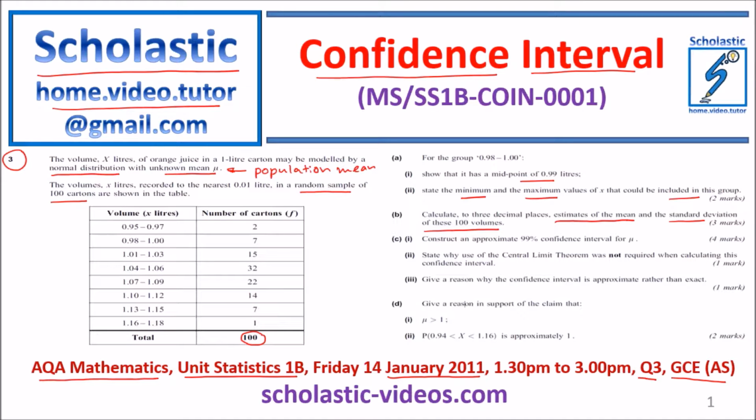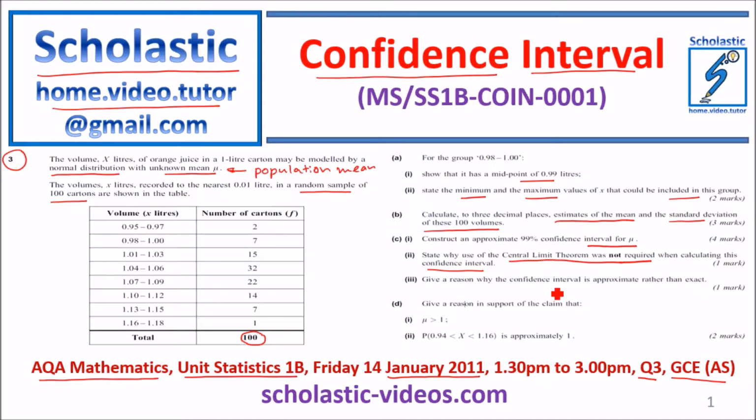So basically we have to estimate the standard deviation and the mean by using these class values, and construct an approximate 99% confidence interval for mu. Mu is the population mean. By taking a sample of 100 cartons, we can actually estimate a confidence interval for mu. We'll come to that. State why use of the central limit theorem was not required when calculating this confidence interval. We'll state a statement for that one.